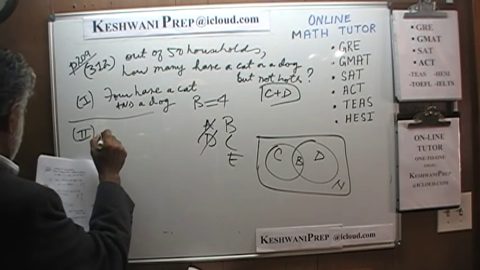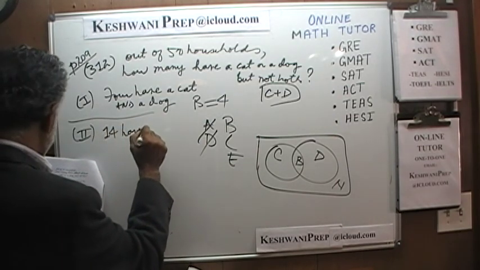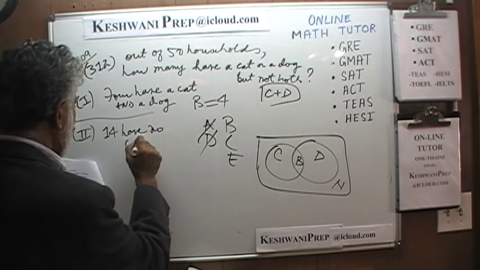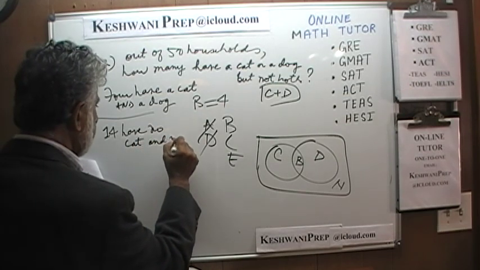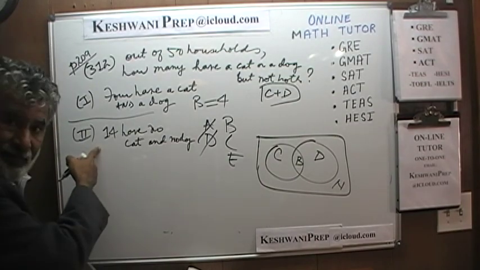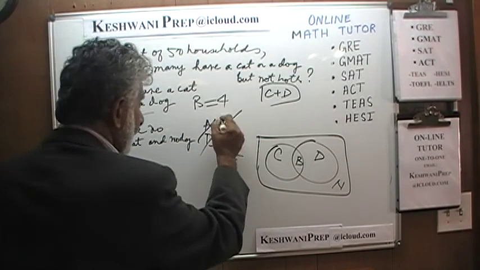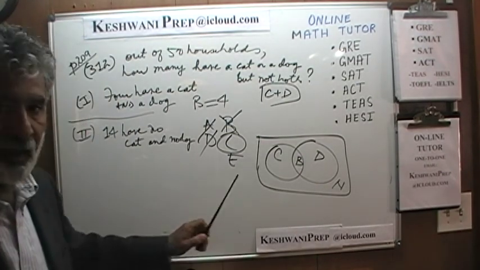The second statement says, oh, there you go. 14 have no cat and no dog. There we go. We're done. The second statement by itself is not enough. But putting it together will do the job beautifully. It'll do the job nicely.